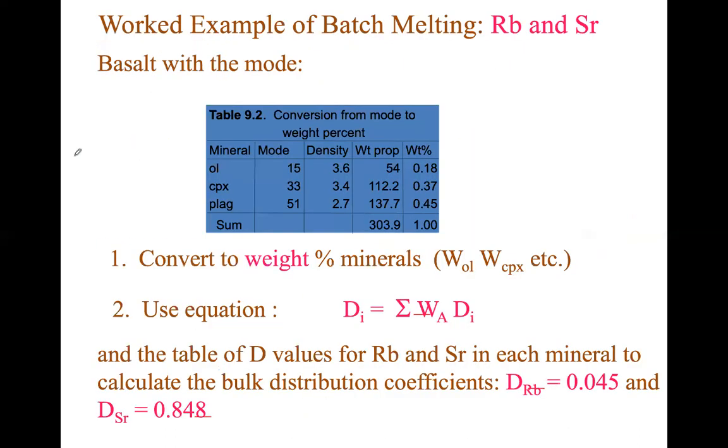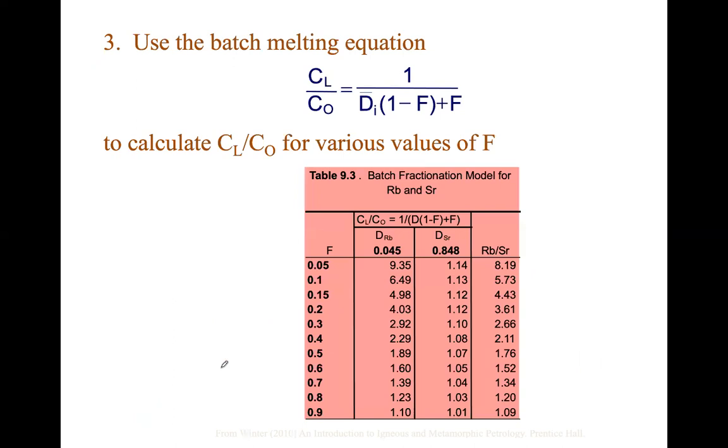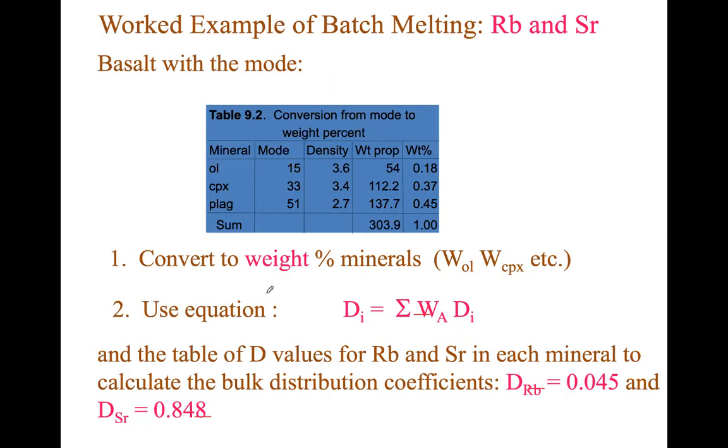Okay, so we have one example for rubidium and strontium. I don't know whether you are given all the concentrations. Okay, let's see here. Yeah. So first, we need the weight percentages, right? Mineral modes are given, density is given, and weight proportion you have to do. If you are not given weight percentage, and you are given only the mineral modes and densities, then you have to convert it into weight proportions, right?